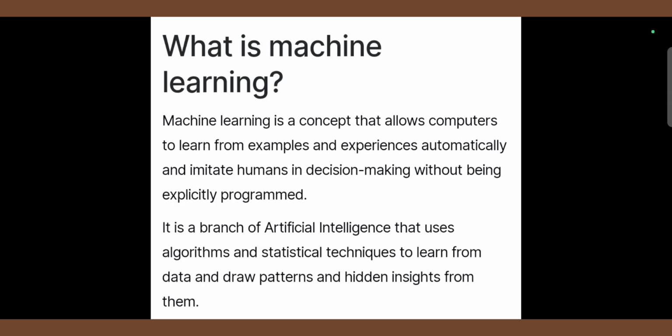What is machine learning? Machine learning is a concept that allows computers to learn from examples and experience automatically and imitate humans in decision making without being explicitly programmed. It is a branch of AI that uses algorithms and statistical techniques to learn from data and draw patterns and hidden insights from them. Now we have to discuss types of machine learning.